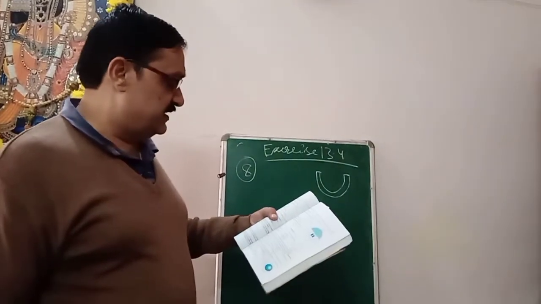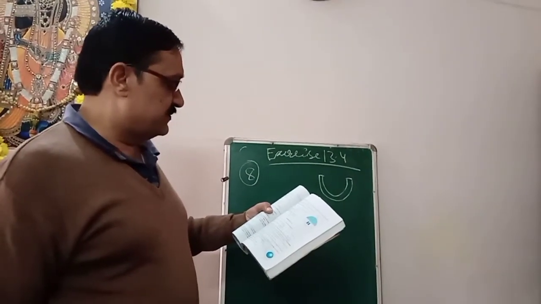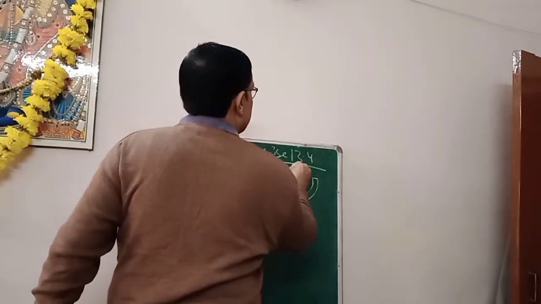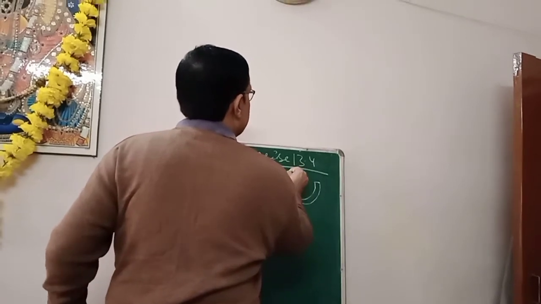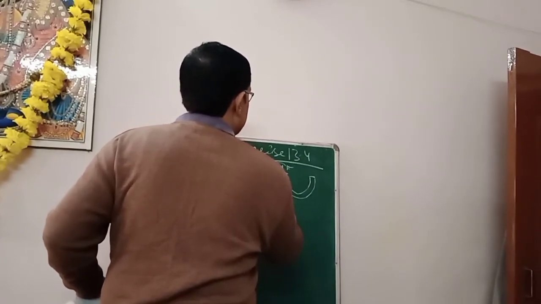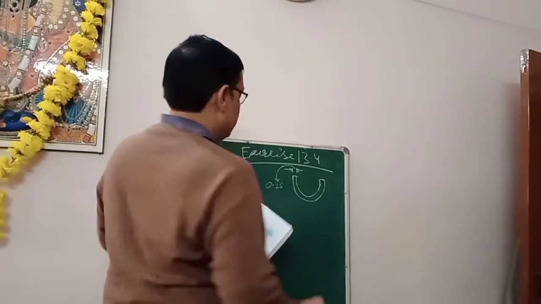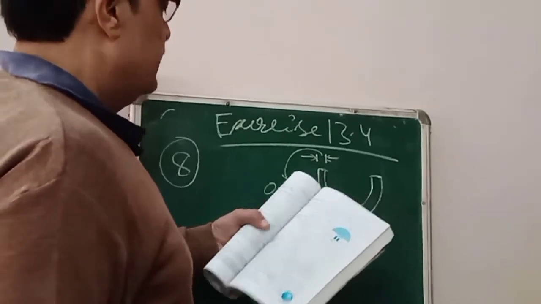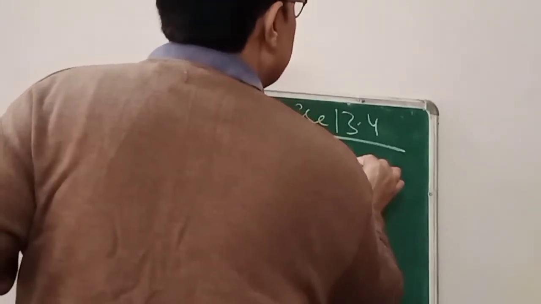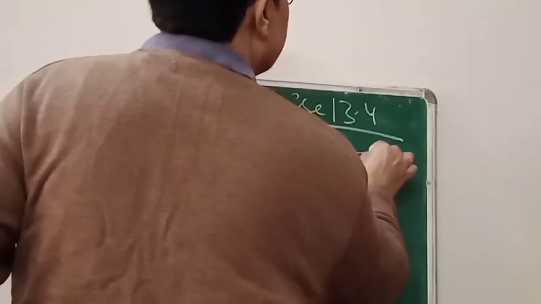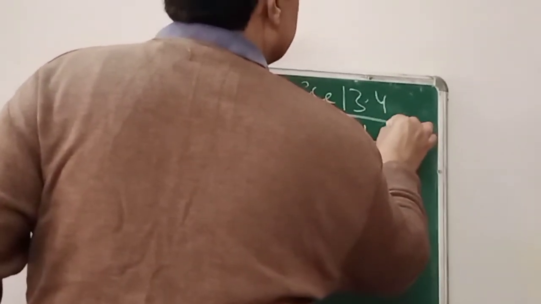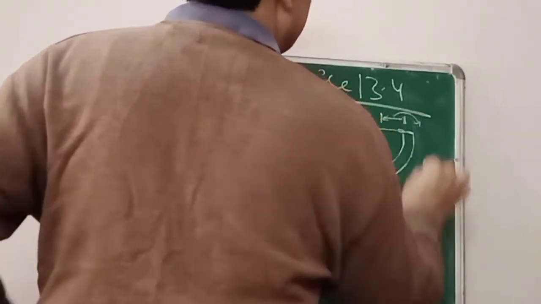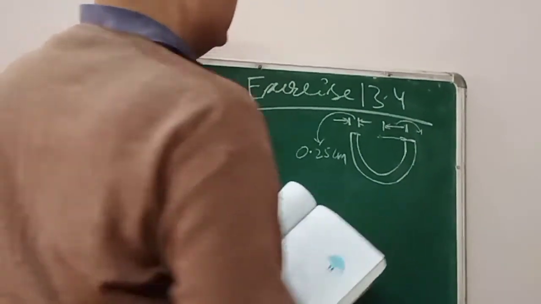A hemispherical bowl is there. It is made up of steel. This thickness, from here to here, is given as 0.25 centimeter. The inner radius of the bowl, if this is the center, from here to the inner wall, is given as 5 centimeter.